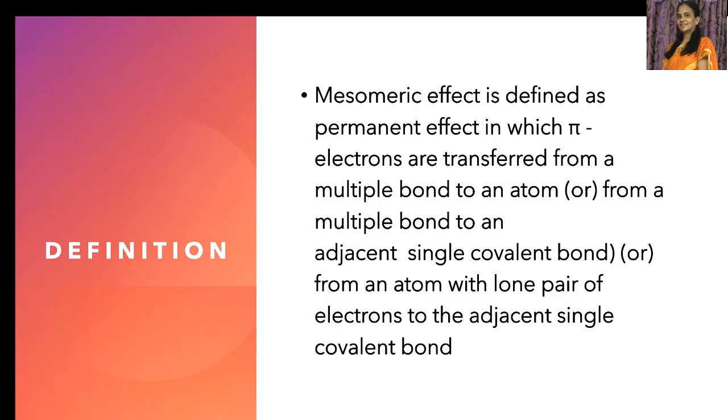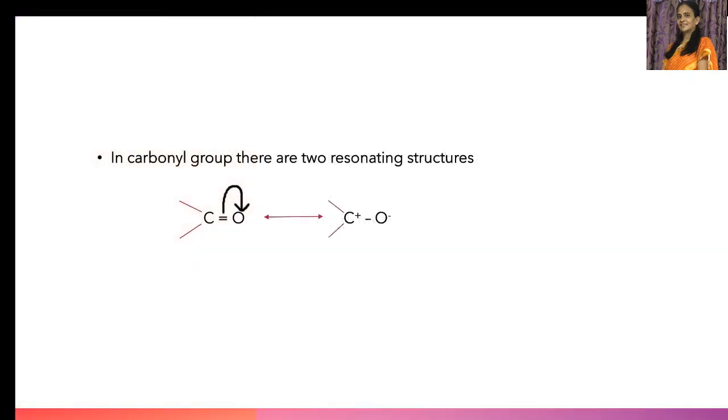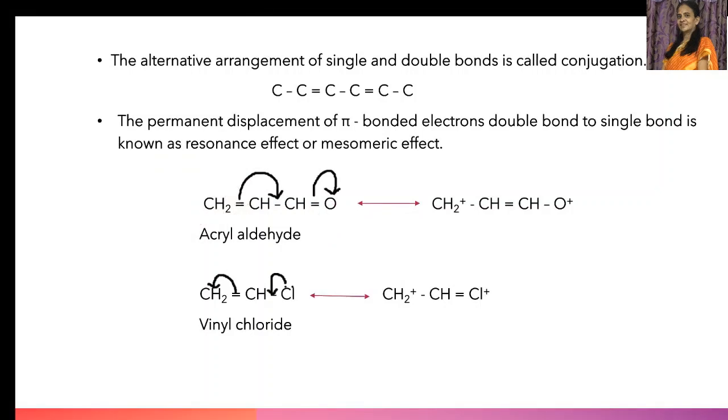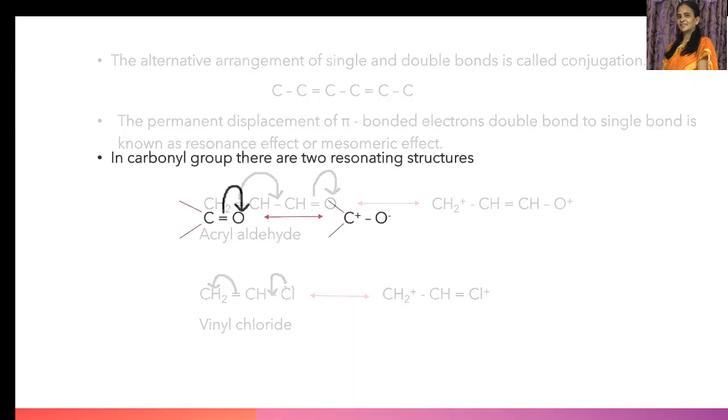This we have already discussed just now. Now I'll show you here. From a multiple bond to an adjacent single bond, from a multiple bond to an atom, and from an atom having lone pairs of electrons to an adjacent single covalent bond. So these three show mesomeric effect here. Multiple bond to adjacent single covalent bond, multiple bond to an atom, or lone pairs of electrons are shifted from an atom to an adjacent single bond. So this is known as mesomeric effect.